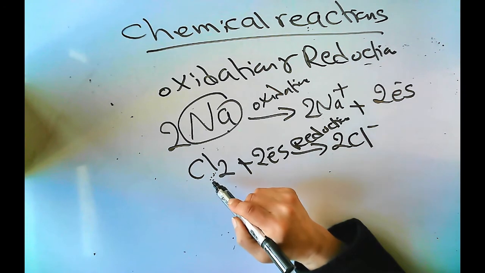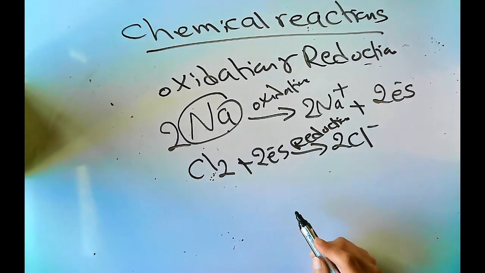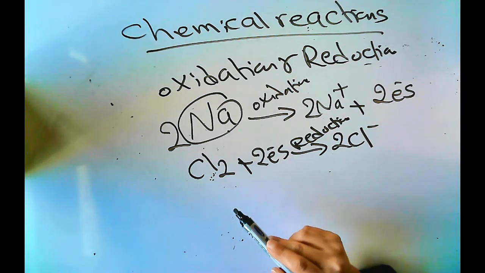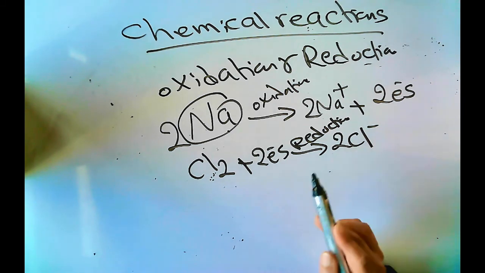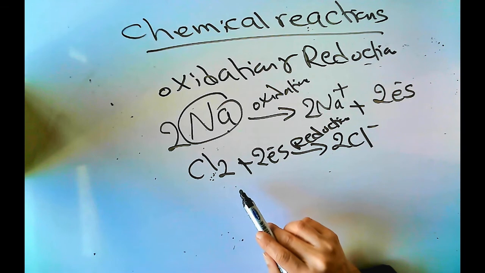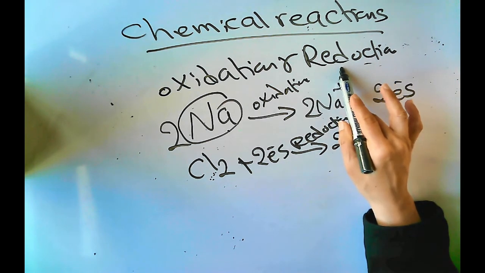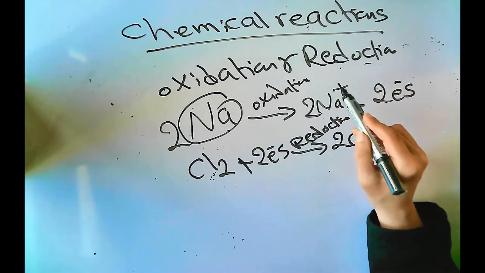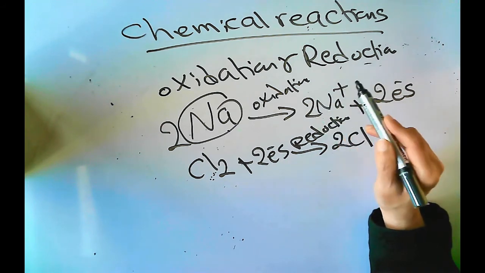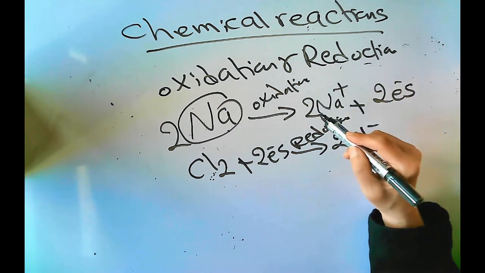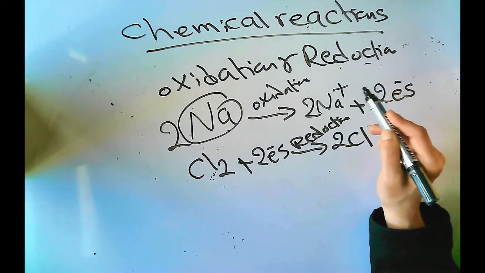You have to study the definitions. Oxidation means process in which oxygen increases or atom loses electrons and changes to positive ion. Reduction means process in which oxygen decreases or atom gains one or more electrons and it changes to negative ion.